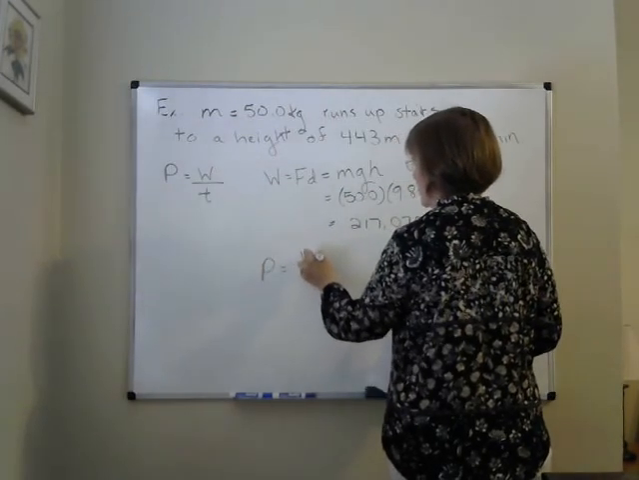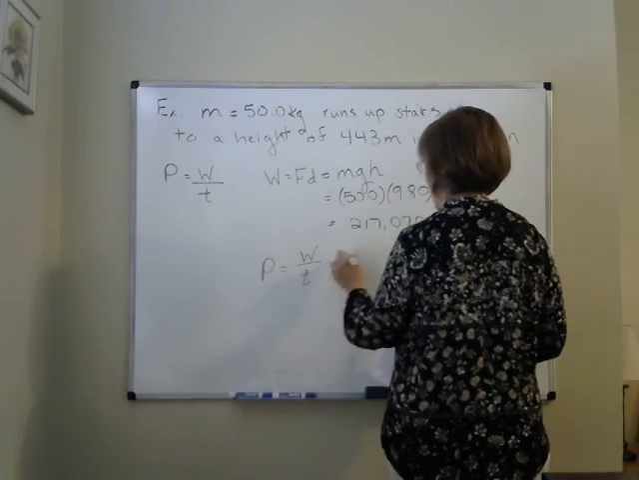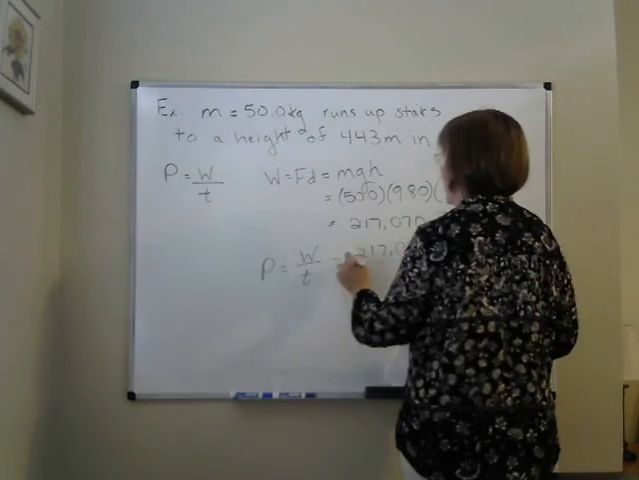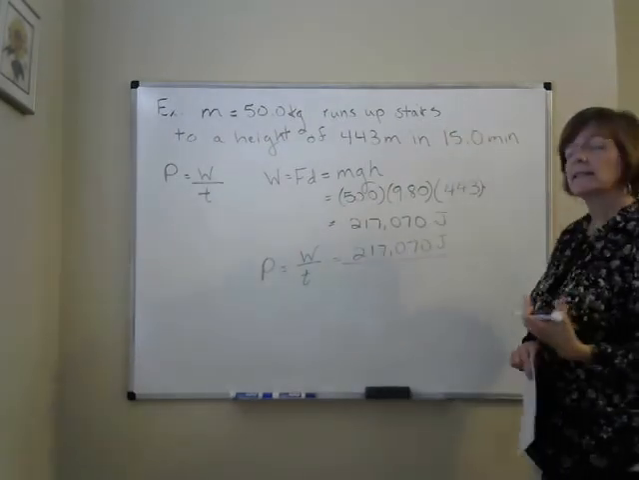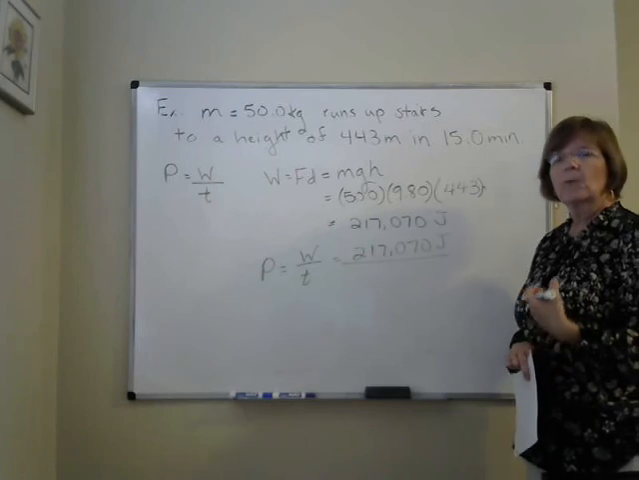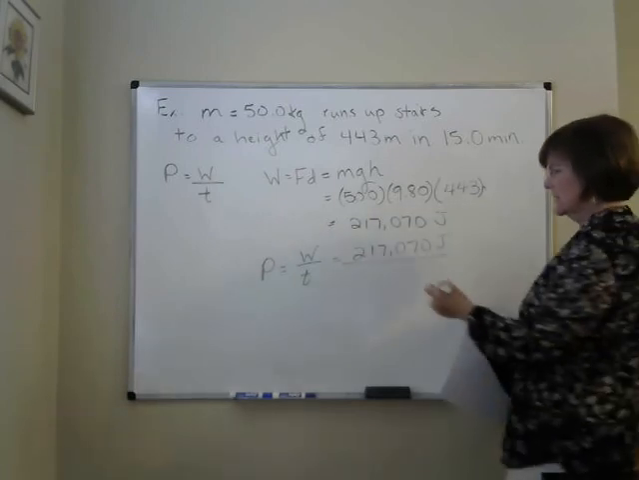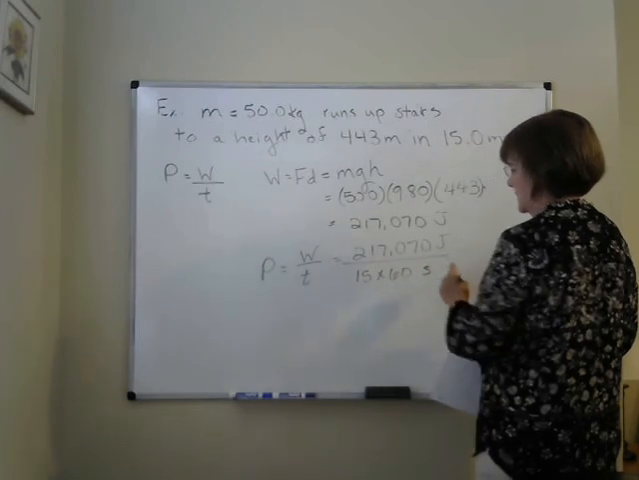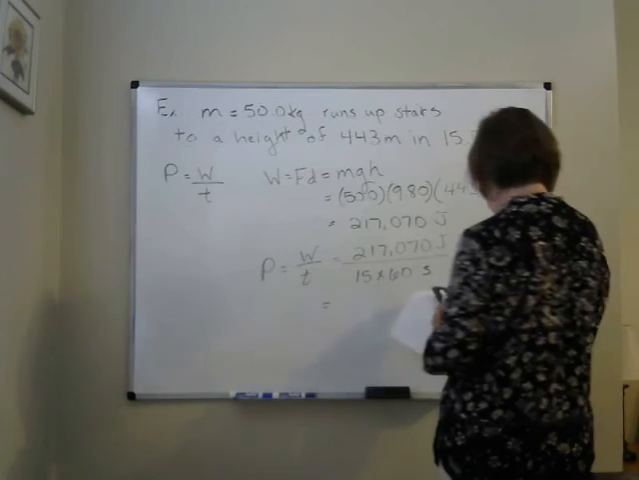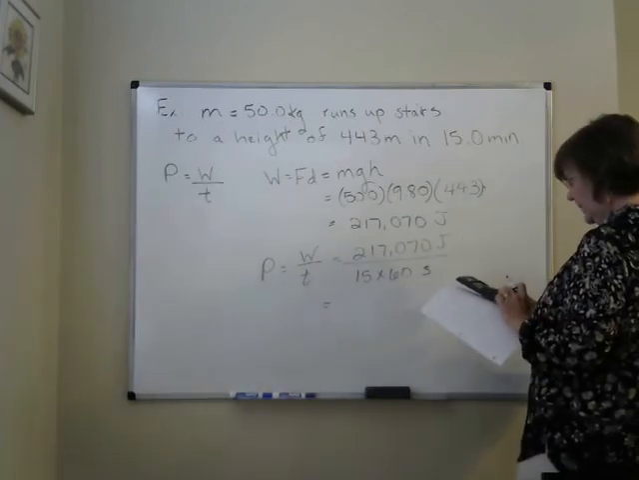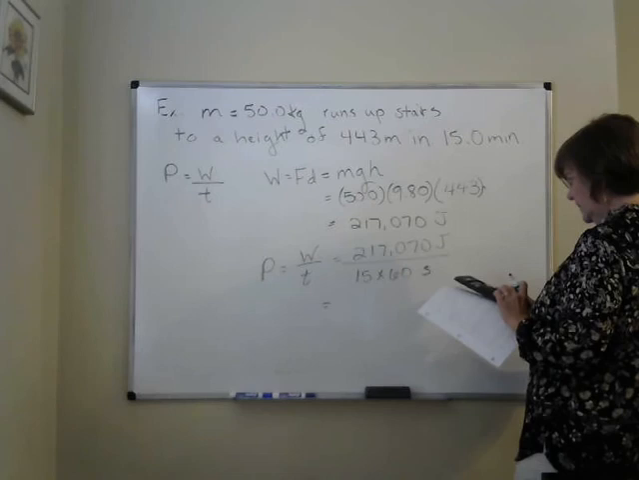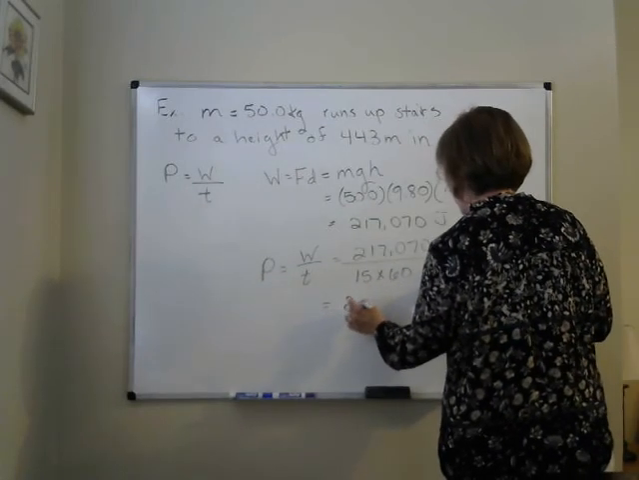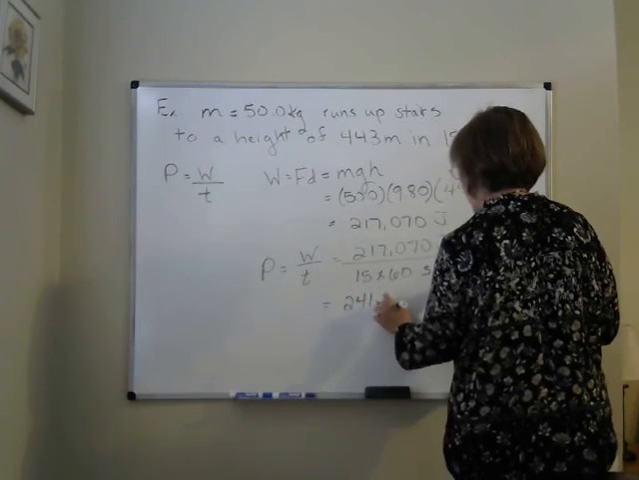Power is work divided by time. But 15 minutes does need to be changed into seconds. We know that every minute is 60 seconds, so I'll just do 15 times 60 seconds. I take my previous answer and divide it by 15 times 60. It comes out to be about 241 watts.